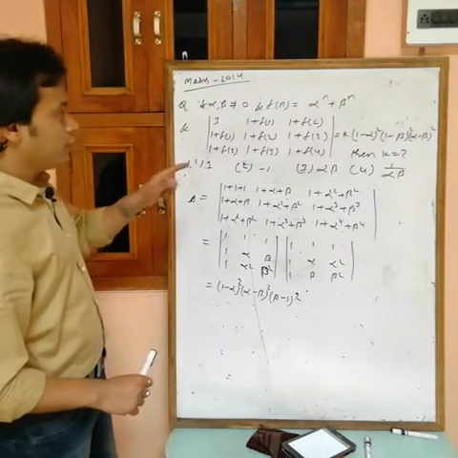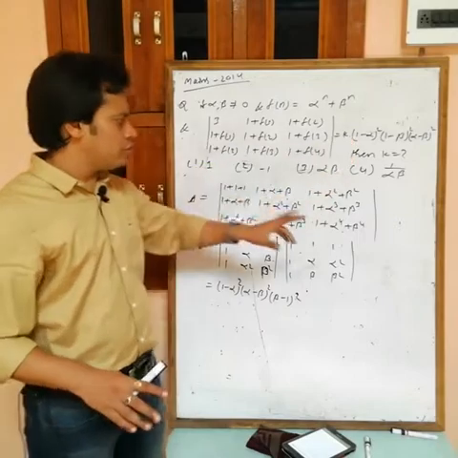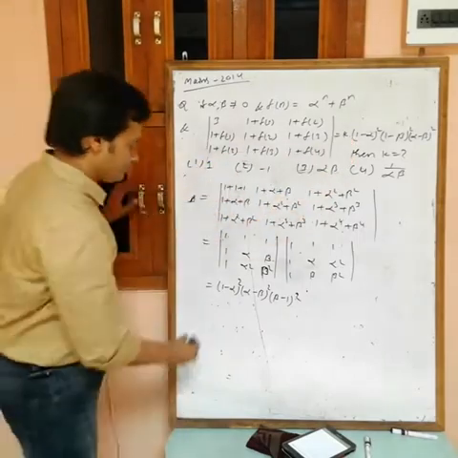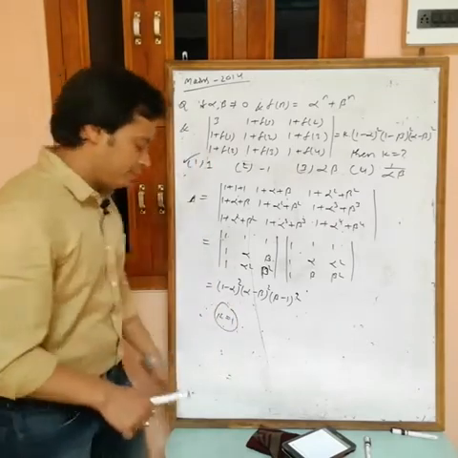Now what is the value of k? (Beta minus 1) whole square can be written as (1 minus beta) whole square, no problem. So the value of k is k equals 1. Okay, this is the answer. Write down.